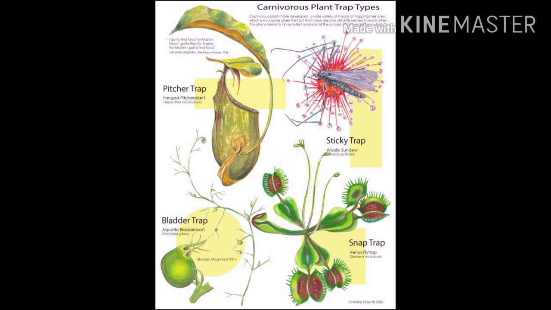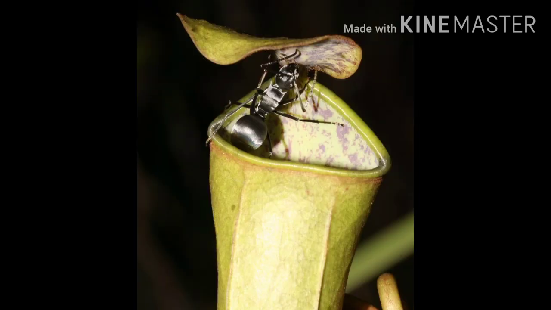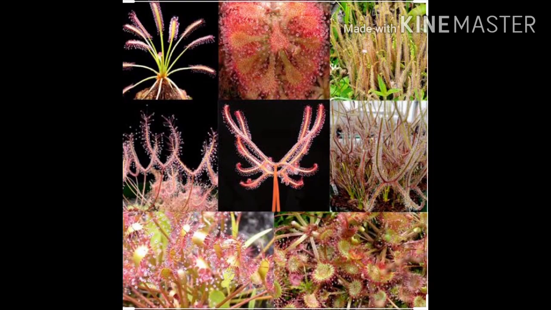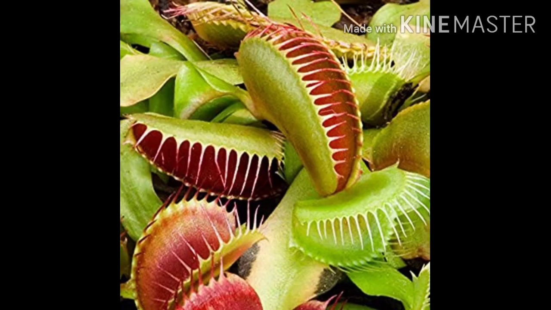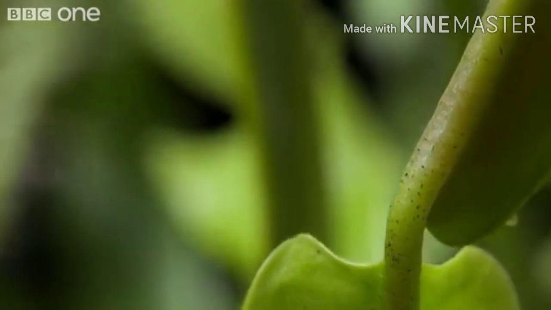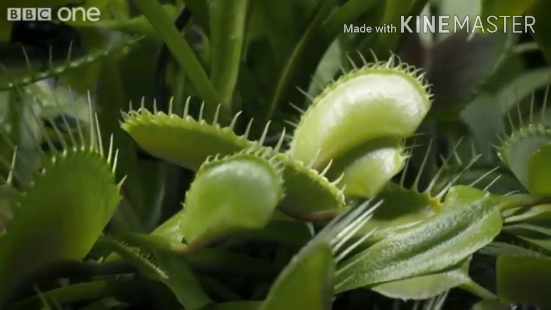In some plants, the leaves are modified to trap insects. Such plants are called insectivorous plants. Examples are pitcher plant, Drosera, Venus flytrap, and bladderwort. Now we will see some videos on these insectivorous plants. These videos are very interesting. You watch the video. Now the video is showing Venus flytrap.